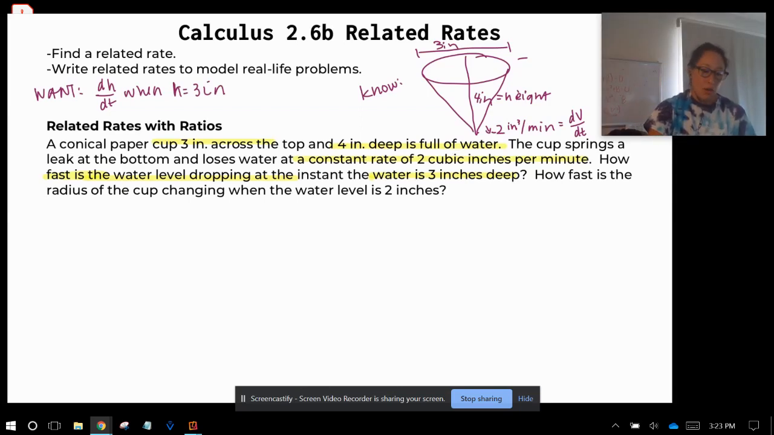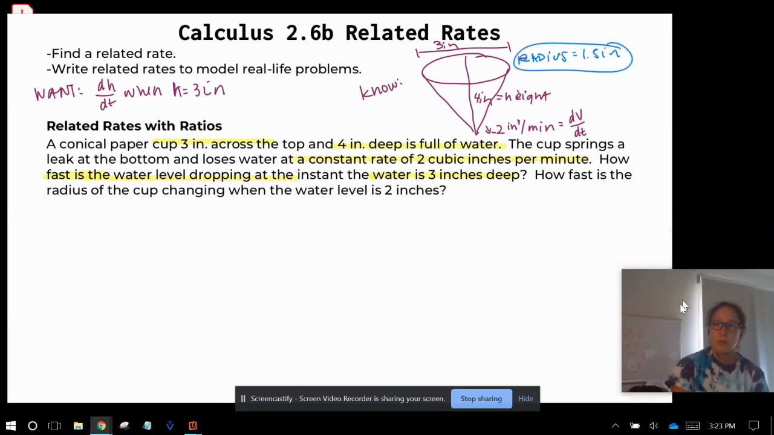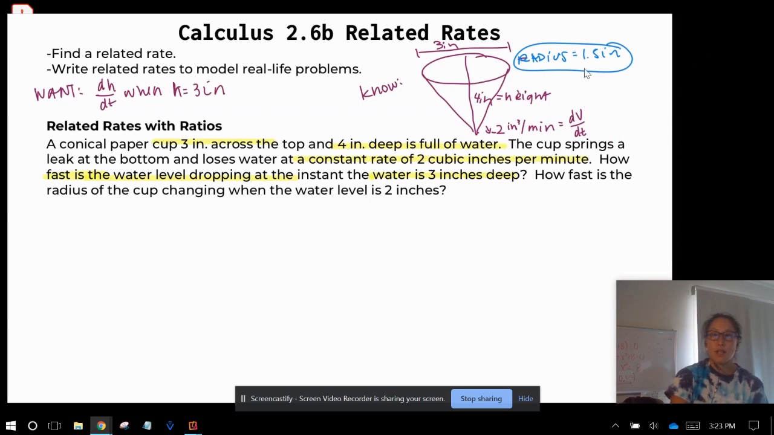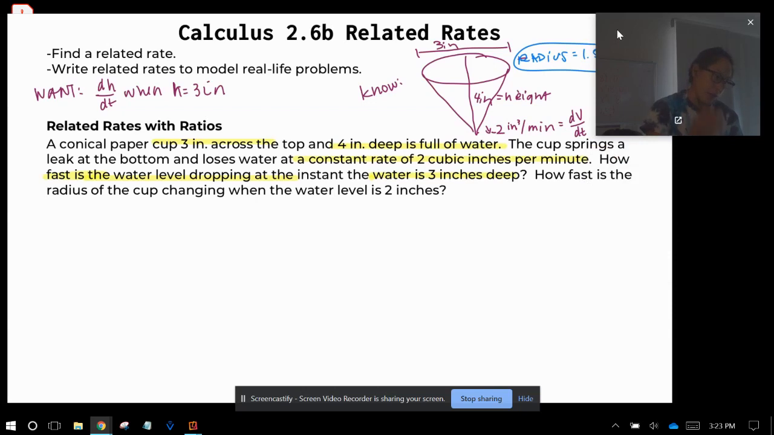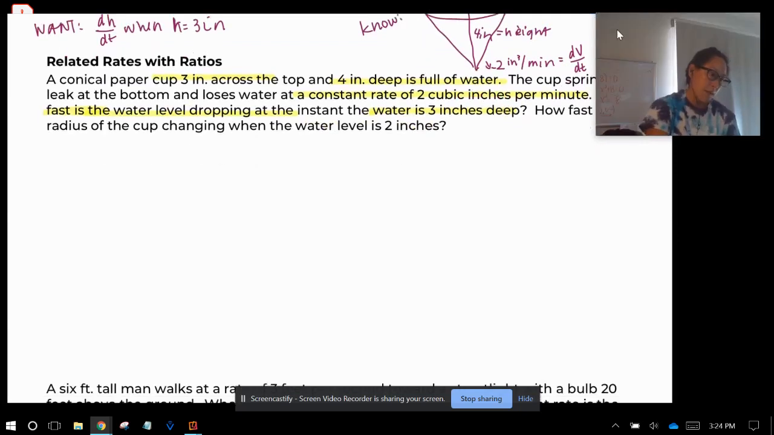All right, check it out. First off, I see that the 3 is misleading because the radius at the top of the cup is equal to 1.5 inches. It's half of 3. So be careful. That says inches under there. Okay, 1.5 inches. So is there anything that will compare the radius and the volume of a cone? And guess what? There is. We wrote it down in yesterday's notes.